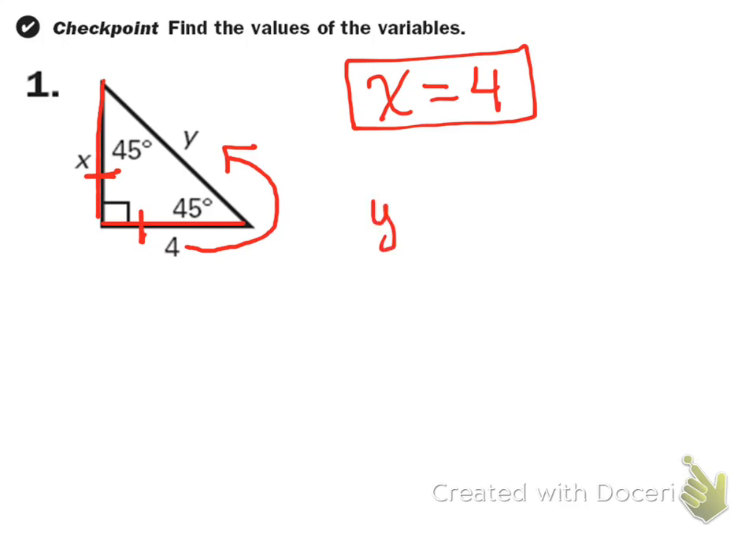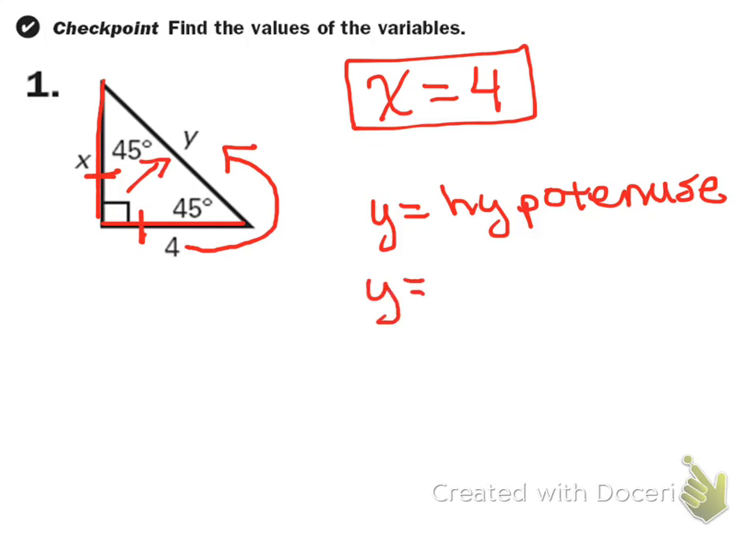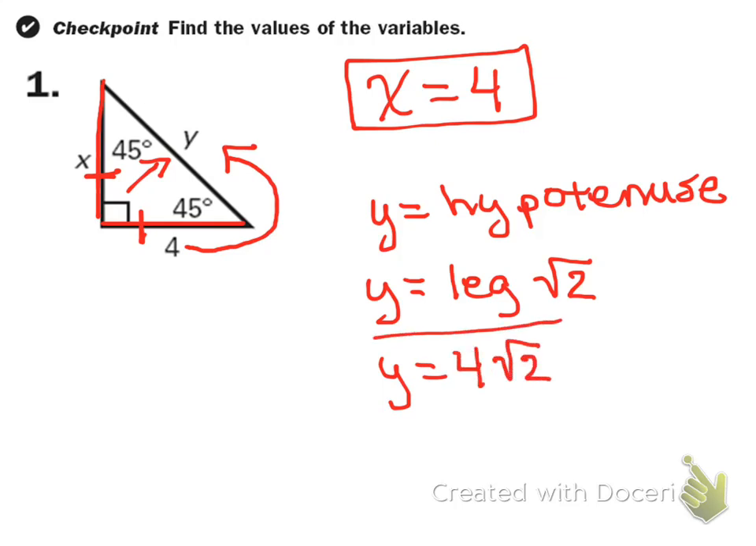Remember, y is your hypotenuse, since it's the side across from your right angle. And in a 45, 45, 90, to get from the leg to the hypotenuse, it's a leg times the square root of 2. Since we know the leg is 4, the hypotenuse would be 4 times the square root of 2, done. Let's look at another example.